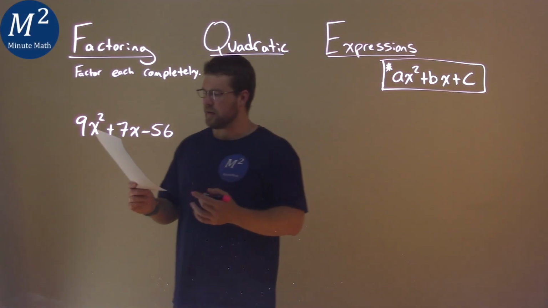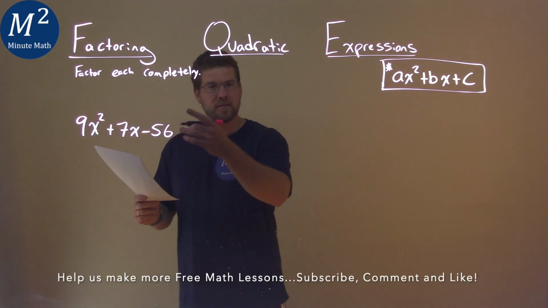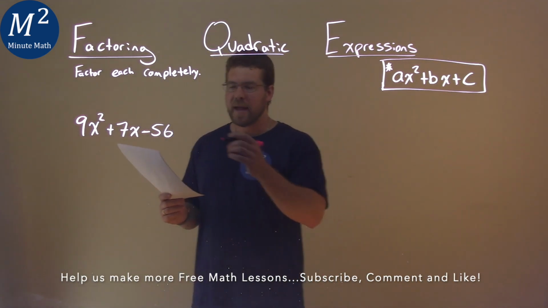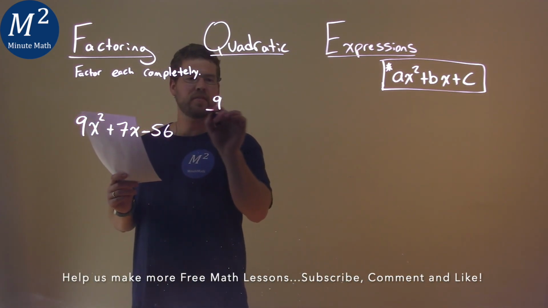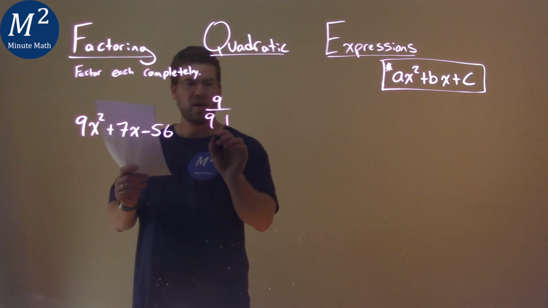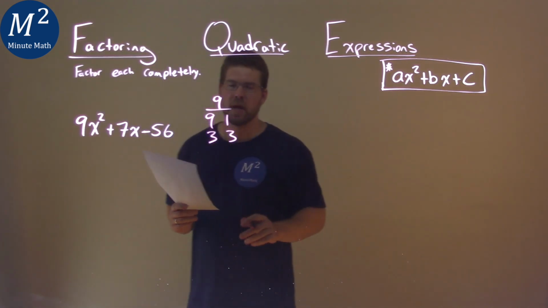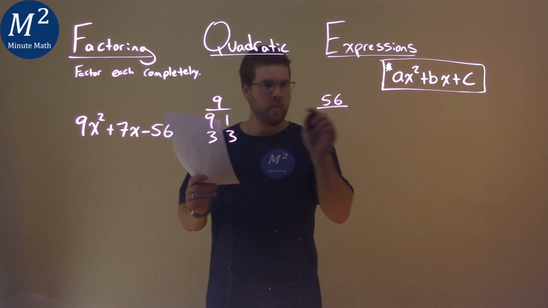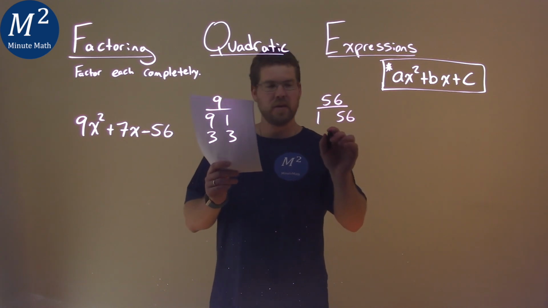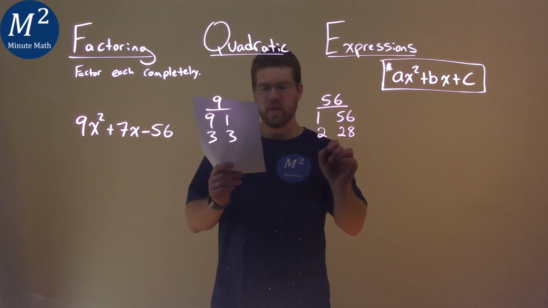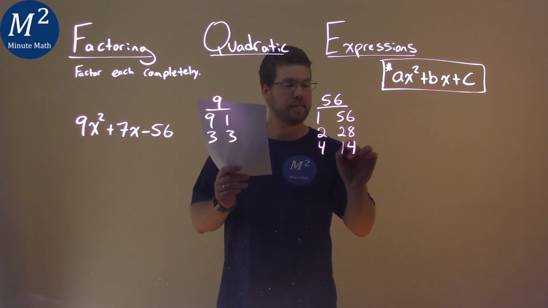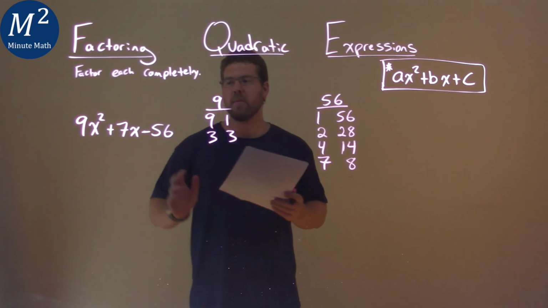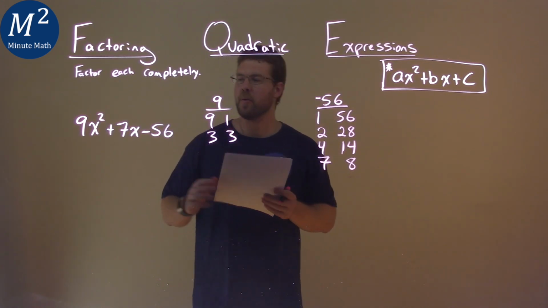We're given this problem right here: 9x squared plus 7x minus 56. And we want to factor this completely. My a value is 9, so we know 9 breaks down to be a 9 times a 1, or a 3 times a 3. And our c value, 56, can be a 1 times a 56, 2 times a 28, 4 times a 14, or 7 times, well, an 8. Now we know it's a negative 56, and our b value is positive.